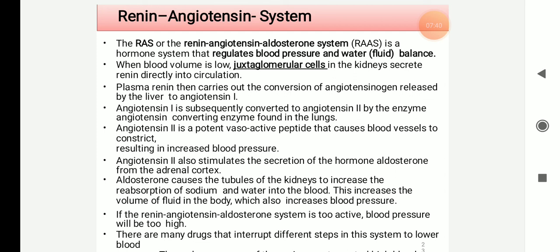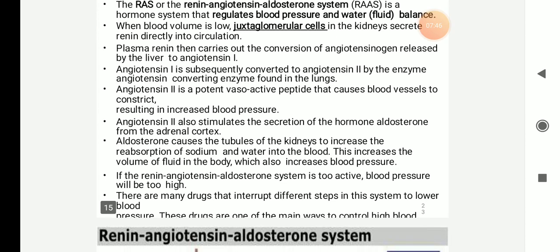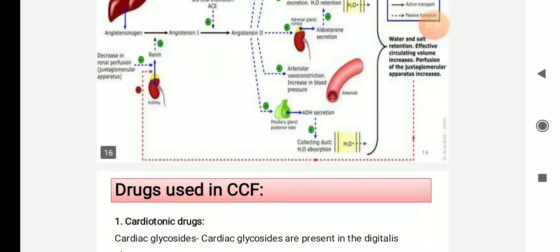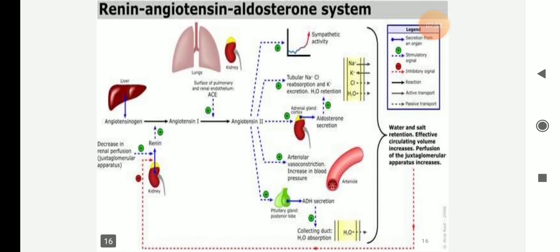There are many drugs that interrupt different steps in this system to lower blood pressure. In this slide, there is a diagrammatic presentation of how the renin-angiotensin system works.